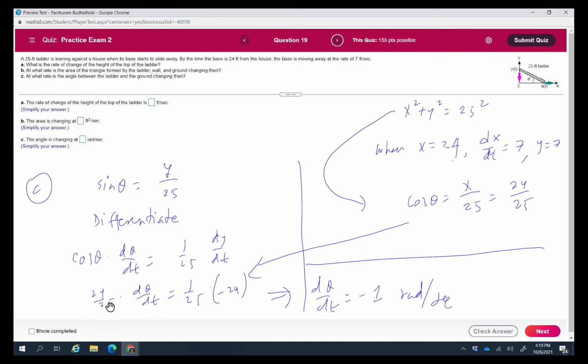So 24 over 25, there is already 1 over 25 times negative 24. We can cancel the 24 on the left and right side, and cancel the 25 and 25 on the left and right side. The only remaining thing would be negative 1 on the right side. So the rate of change of theta with respect to time is negative because theta is also going down, and the unit for the rate of change of theta is radians per second.